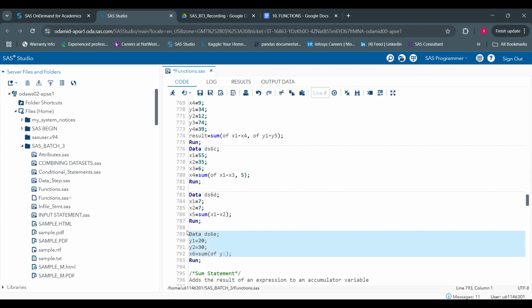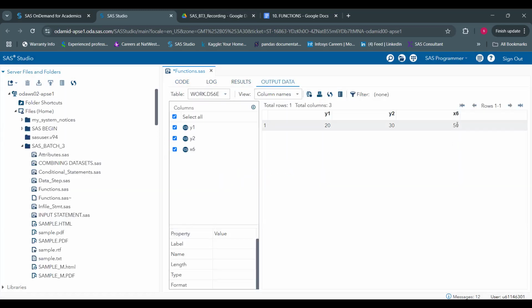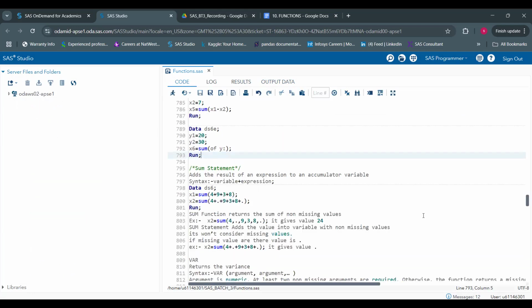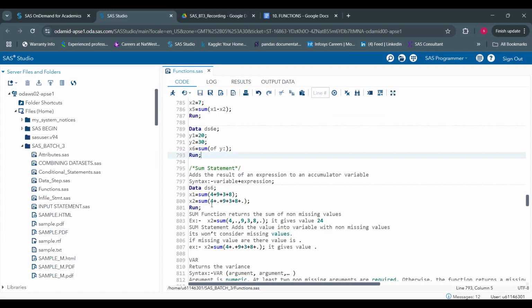Now tell me what is the value of X6? It's 50. Clear, ma'am? It's 50. No, it is some statement. From this, tell me what is the value of X1 and X2. Both will be 24.